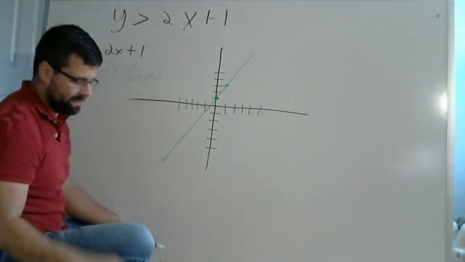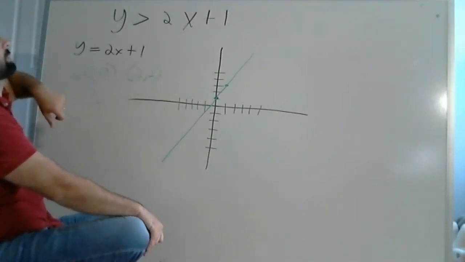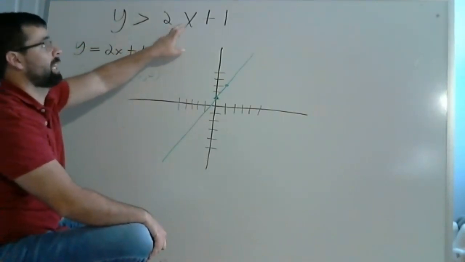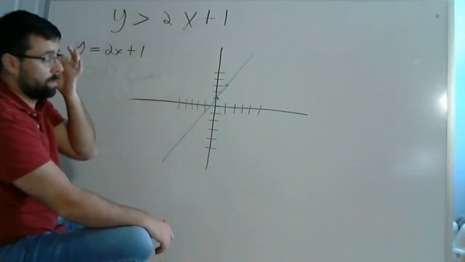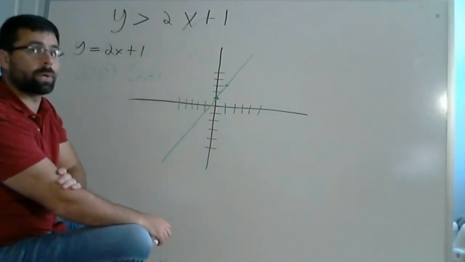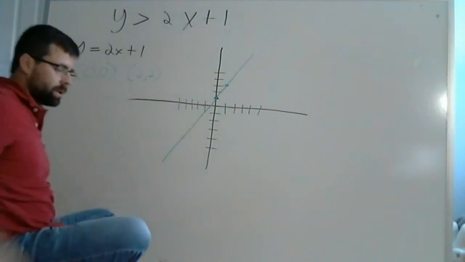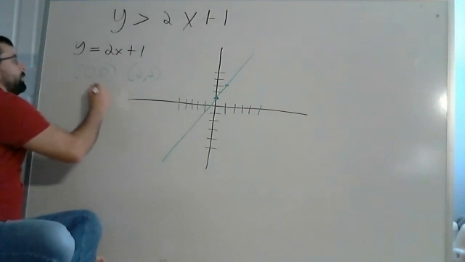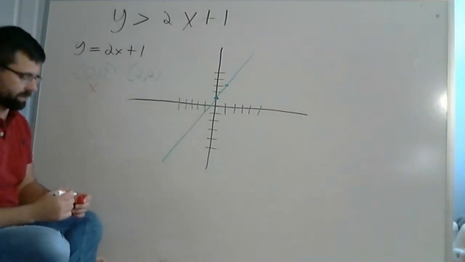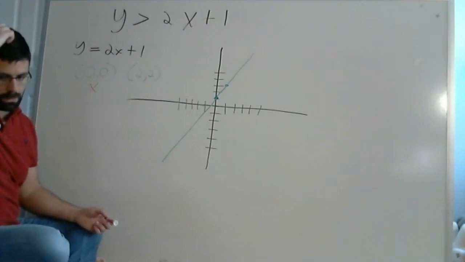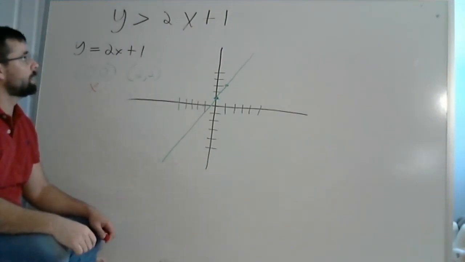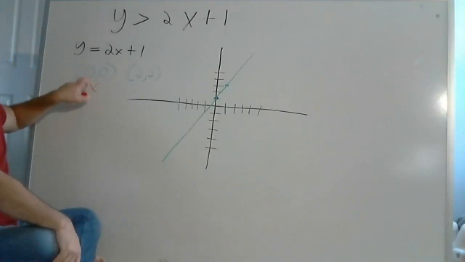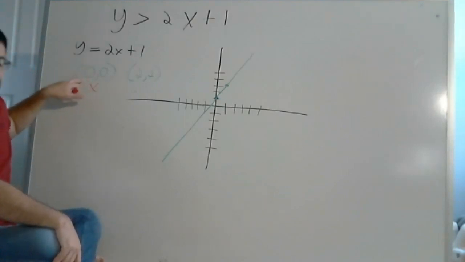So you plug in 0, 0 to this, you get 0 is greater than 2 times 0 plus 1, which is another way of saying 0 is greater than 1. Well, 0 is not greater than 1, so this one gives us a false statement. So it's not true. Therefore, none of the points on this side of the line work.